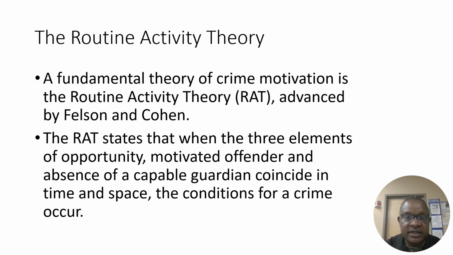Now, let's come back to the routine activity theory. A fundamental theory of crime motivation is the routine activity theory, advanced by Felson and Cohen. It states that when three elements, that is opportunity, motivated offender, and absence of a capable guardian, coincide in time and space, the conditions for a crime occur. Opportunity, the chance; motivated offender, who has a need to do something; and then the absence of a capable guardian. A capable guardian is the security or the systems that are in place to prevent the motivated offender from taking the chance to commit a crime. That is what we call the routine activity theory.